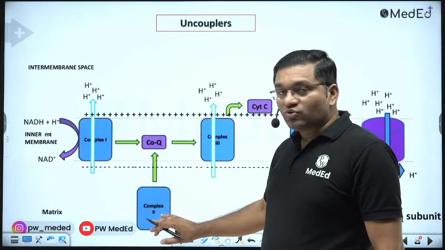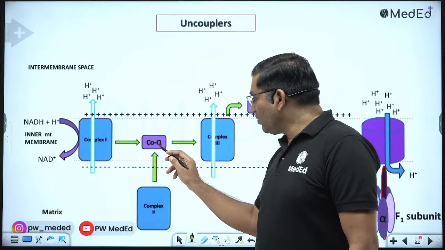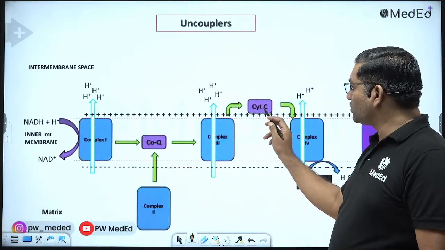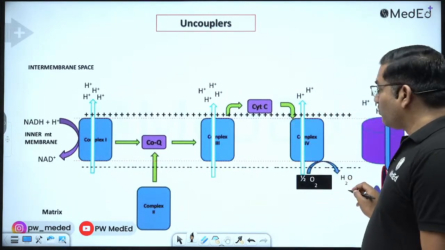While from complex 2, that means the succinate dehydrogenase complex, it is transferred to coenzyme Q. From coenzyme Q to complex 3, to cytochrome C and to complex 4, and finally accepted by the oxygen and reduced to form water molecule.